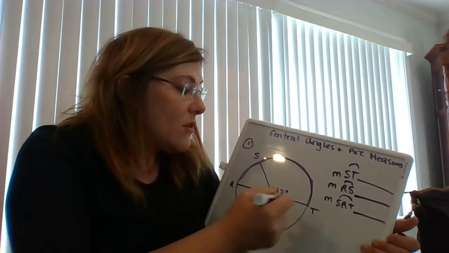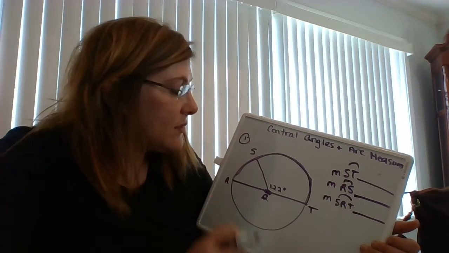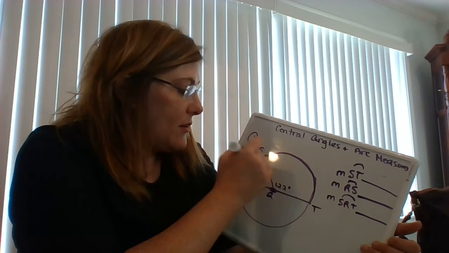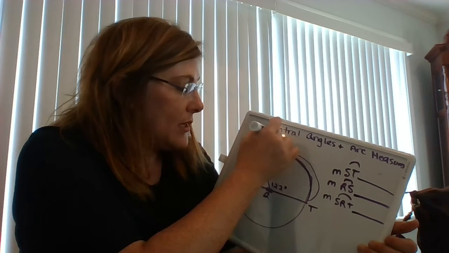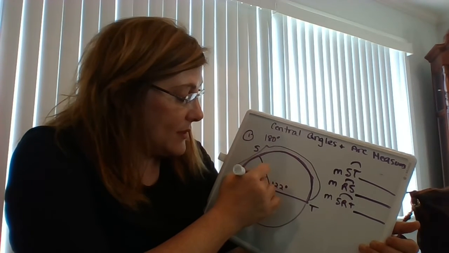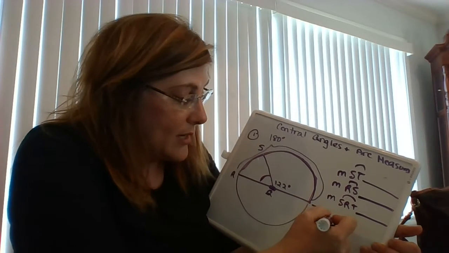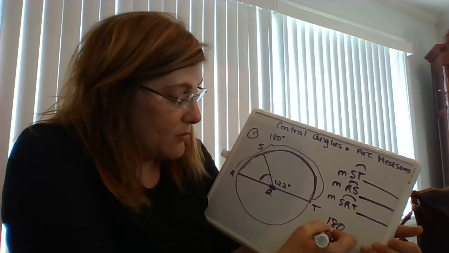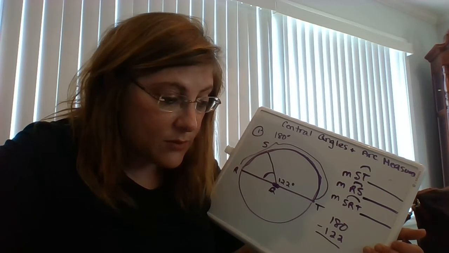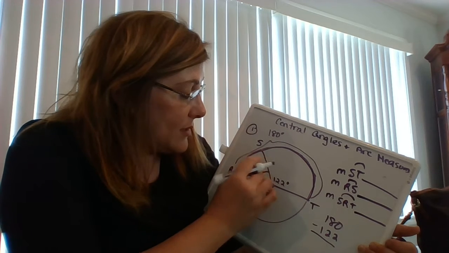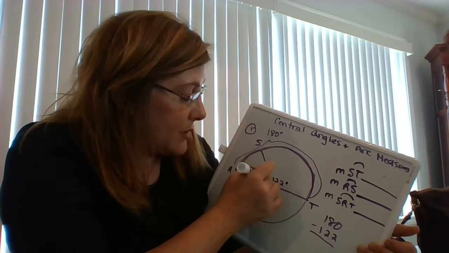TSR. So semicircles are always equal to 180 degrees. So if this big arc, see, this whole distance is 180 degrees, how could we figure out what this little piece is? Well, we can do 180 minus 122. 180 minus 122 tells us that this little angle right here is going to be 58 degrees.